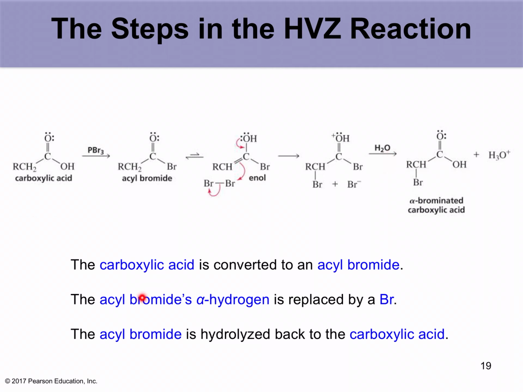The carboxylic acid is converted to an acyl bromide. That's the first step, the acyl bromide. The acyl bromide's alpha hydrogen is replaced by bromine. Then the acyl bromide is hydrolyzed back to the carboxylic acid.